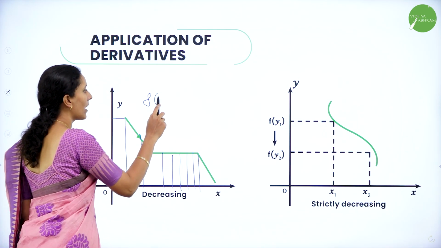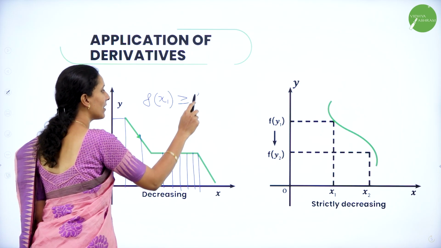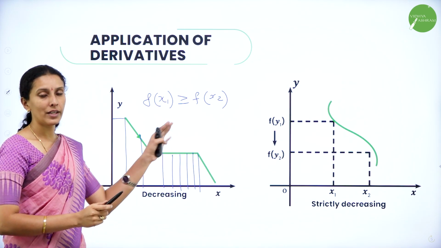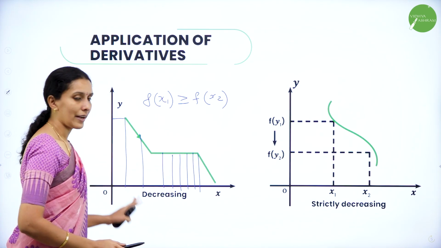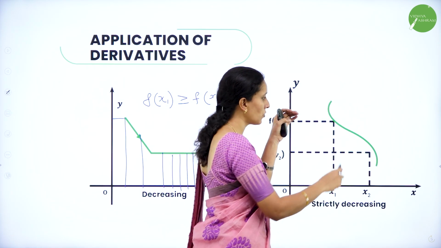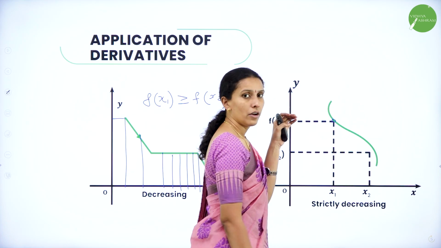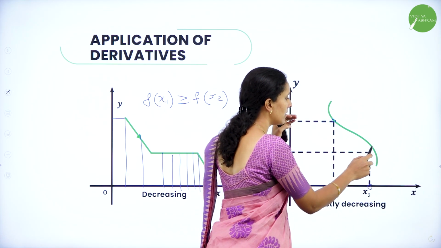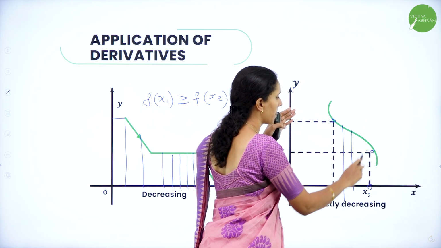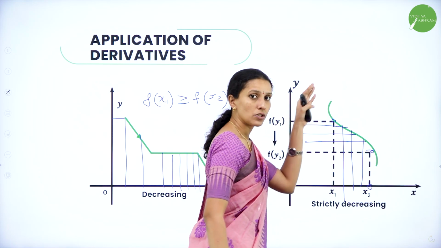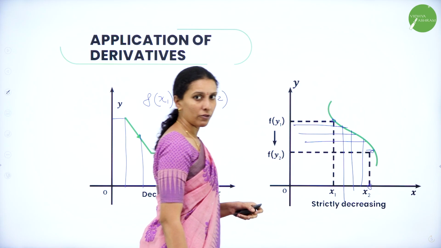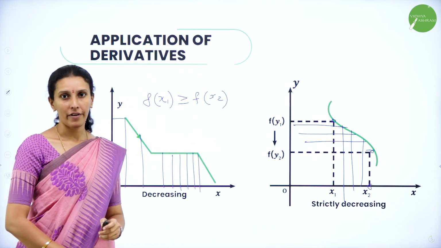So clearly what we can write here, f of x1 is greater than or equal to f of x2. It may be greater than or it may be equal to the second point. So therefore, this is an example for decreasing function. And here if you take this as x1, x2, for x1, this is the y1 you can take, for x2, this is y2 you can take. So here, for each point of x, the value of y changes. So that means there is no constant value here. So therefore, it is an example for strictly decreasing function.